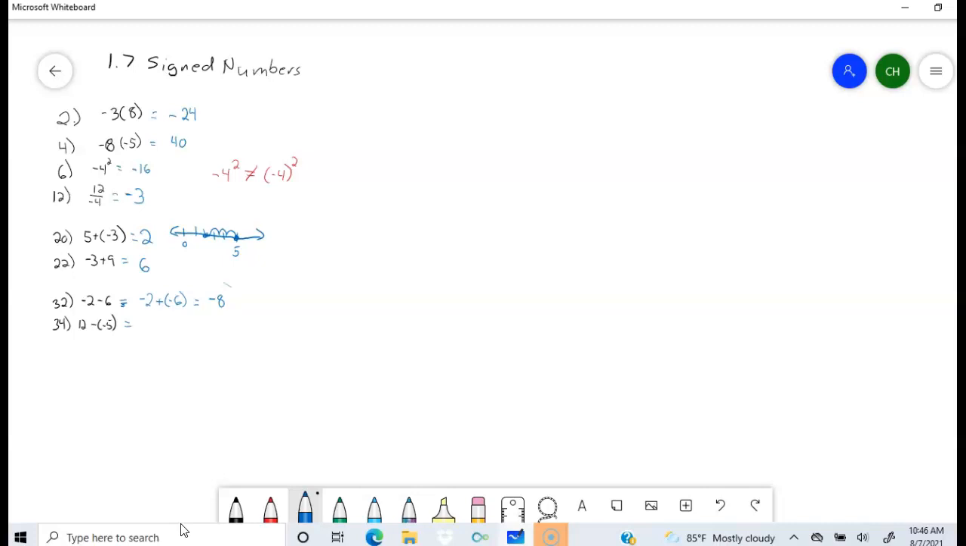Okay, so this one I'm going to do 12 plus minus a negative is plus a positive. 12 plus 5 is 17.